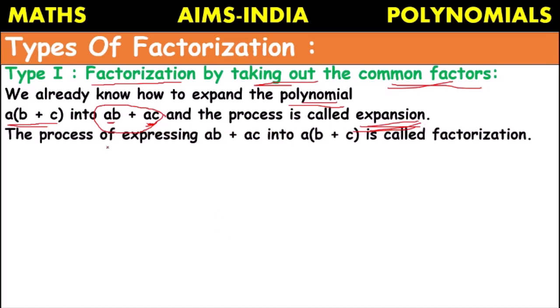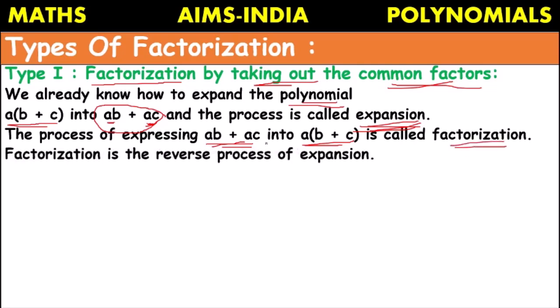Now again, if I want to express ab plus ac in simpler terms, how can I write it? I can take a as common. I can write it as a into b plus c. So this is called factorization. Factorization is nothing but a reverse process of expansion. By the distributive property, we can expand. Again, if we take the common term out, then it is called factorization.